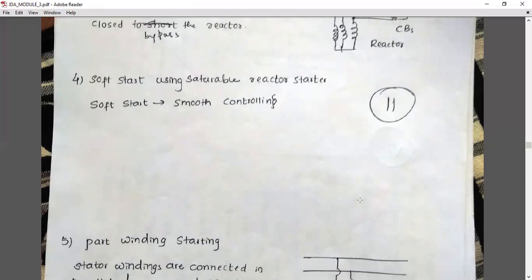In the power electronics laboratory, you have done one experiment. Using TRIAC and DIAC, you have controlled the speed of that induction motor. The same method they are following here. This is the method we have to follow for that.